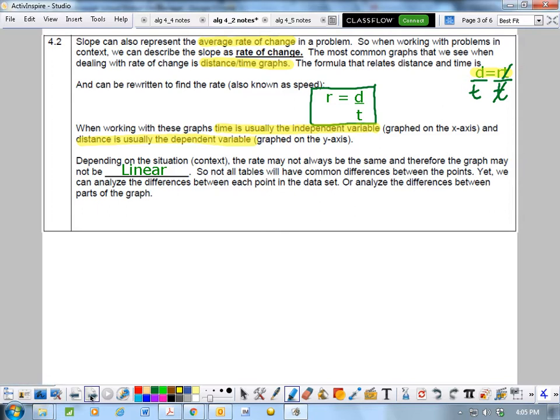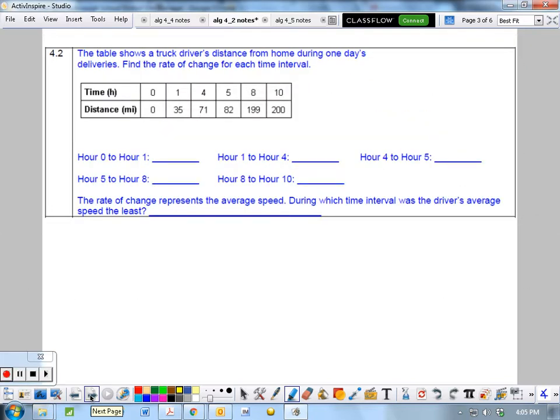So let's go ahead and look at a problem. We have a table that shows a truck driver's distance from home during one day's deliveries. Find the rate of change for each time interval. So we've done rate of change on tables before. We've done them several times, and so we can do kind of the same thing. And we can look at it again as this is our x and this is our y.